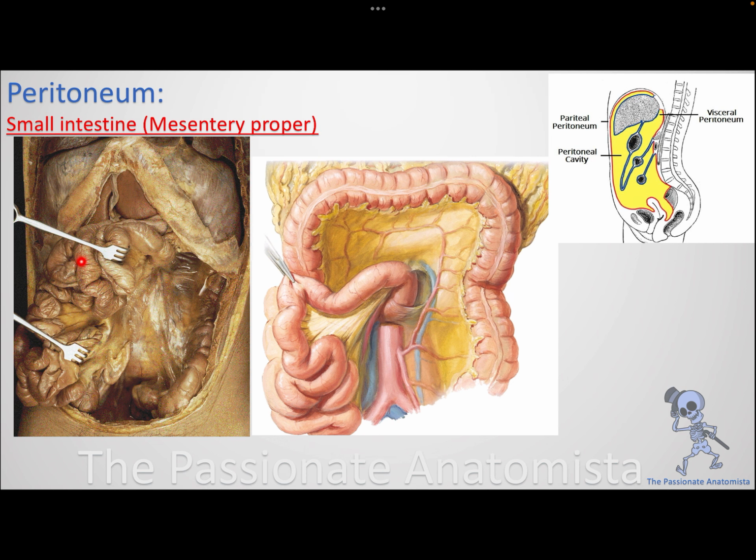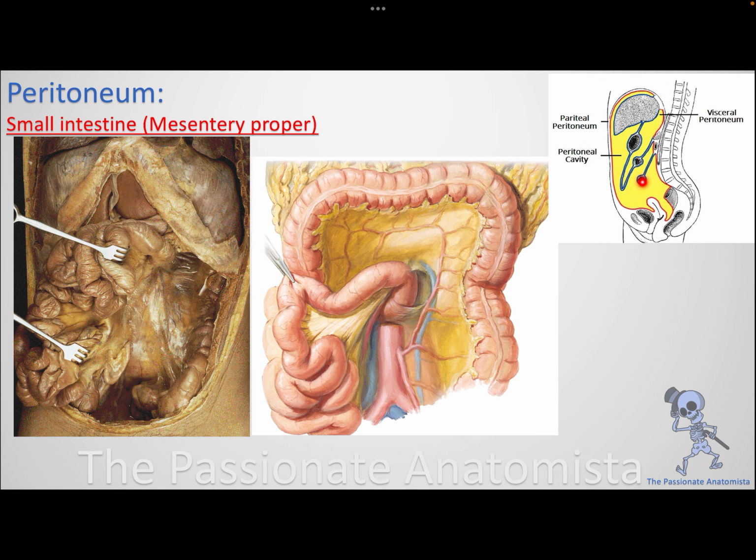So from the tube of the small intestine all the way to the posterior abdominal wall, all this structure is basically my mesentery proper. All right, so this is the root of mesentery, the start of it, and everything here is the mesentery proper, which is the ligament that attaches and suspends the small intestine. All right, so this again is the mesentery proper.